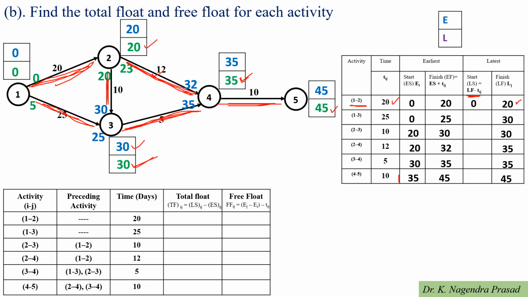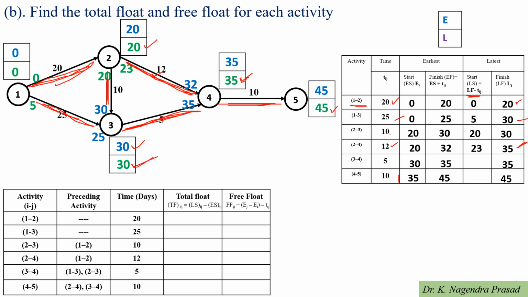Next, for activity 1 to 3, 30 minus 25 is equal to 5. Next for 2 to 3, 30 minus 10 is equal to 20. Next for activity 2 to 4, latest finish time is 35 and time duration is 12. So 35 minus 12 is equal to 23.